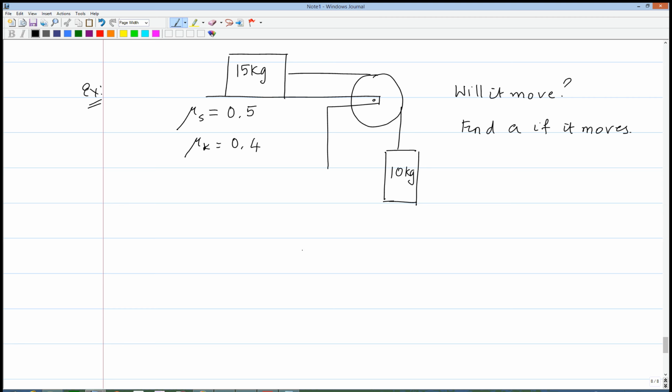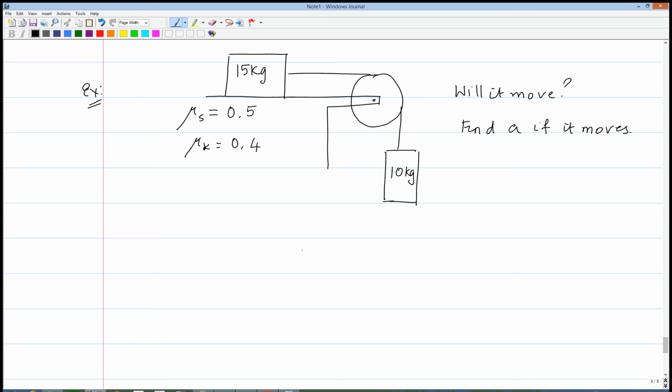So now we come back to another problem that we had seen earlier, but in the absence of friction. In this one, there is friction. The coefficients of static and kinetic friction are given, and we're going to ask first whether the system will move, and second, if it does move, let's find the acceleration.